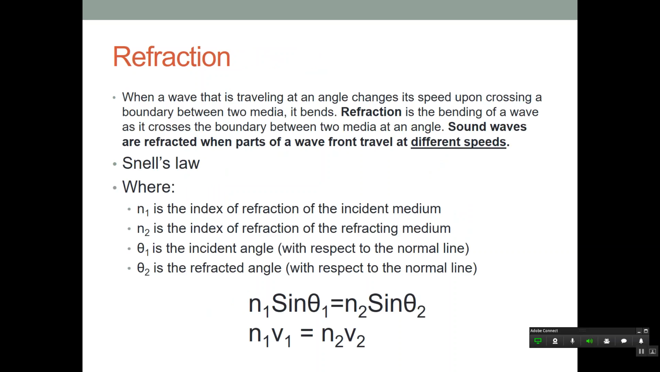That was the second law. This is the third law. Not law, but third property of light. This is refraction. So light can be diffracted, light can be reflected, and now light can also be refracted. And that means that it's being bent. And in order to understand that, we need to understand this concept of Snell's law.